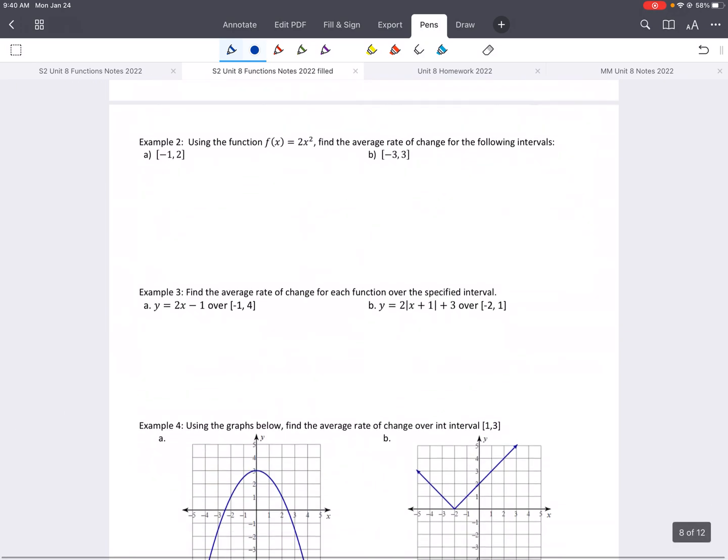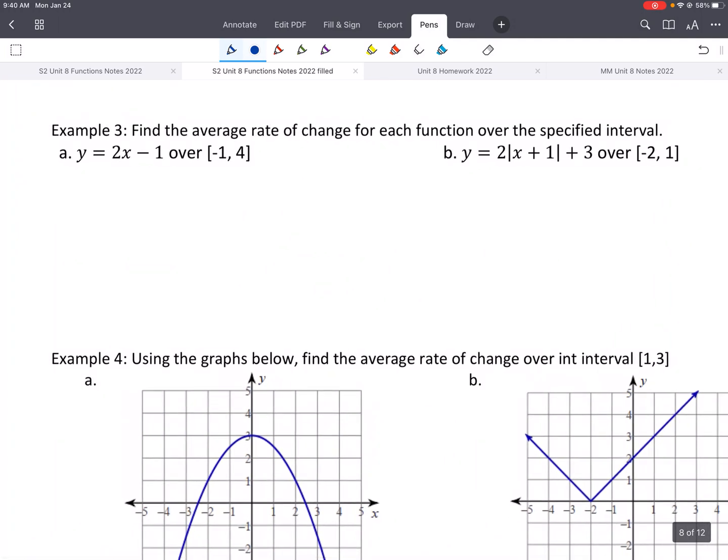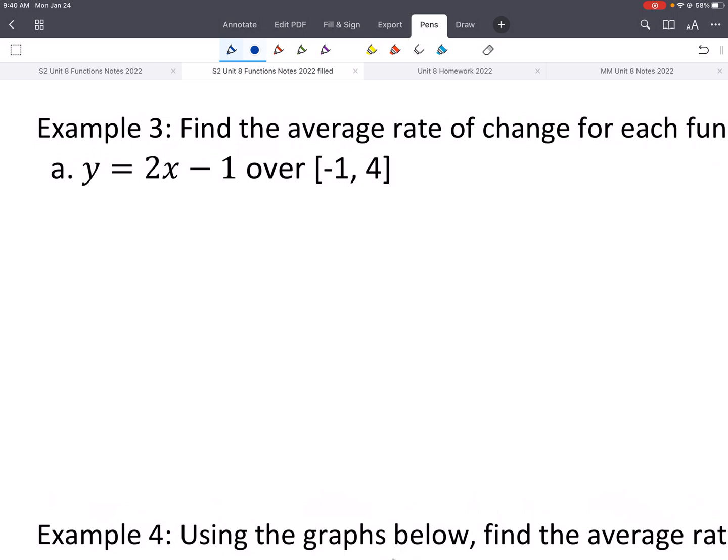All right, so here are just some other examples that we'll do. We have this equation. We want to find the average rate of change over the interval of -1 to 4. So again, this is like your x1 and this is like your x2. It's the domain that we want to use to find the average rate of change. So we need to figure out what y1 is and what y2 is, so we plug that in, we get 2 times -1 minus 1, so that's -2 minus 1, or -3.